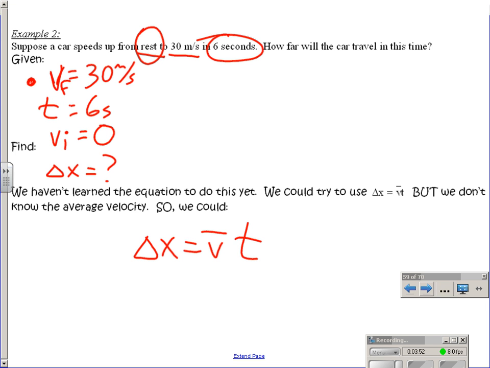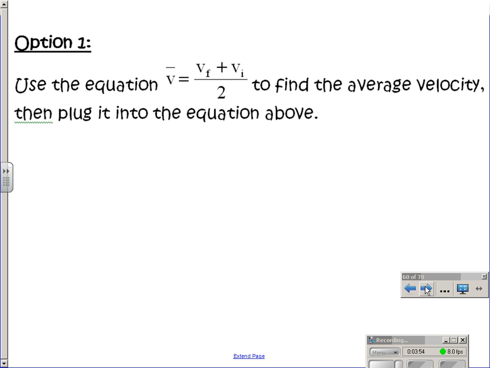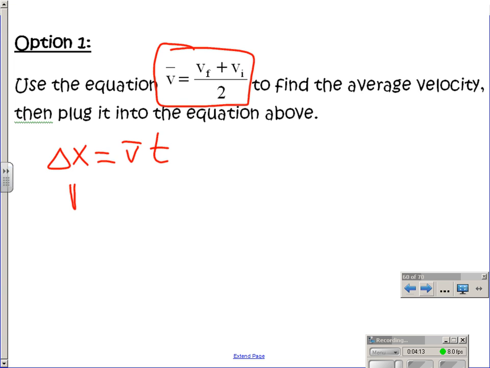It turns out there are 2 ways to solve it. Here's option 1. The first way is to use this equation: displacement is average velocity times time, but find the average velocity first. Let's call this step 1. Step 1 is find the average velocity. In this problem, our initial velocity was 0.